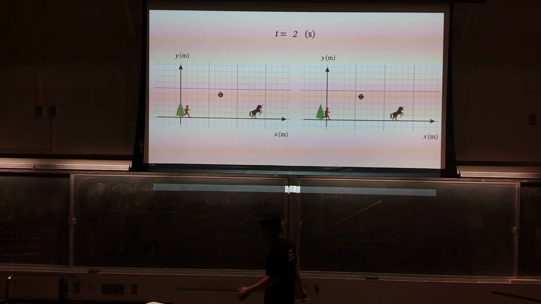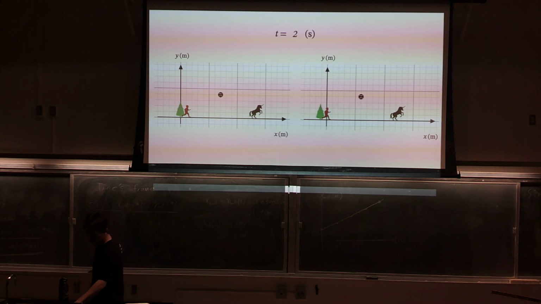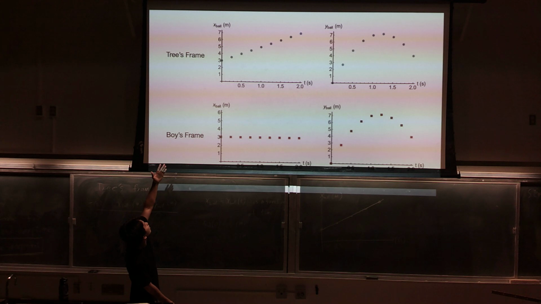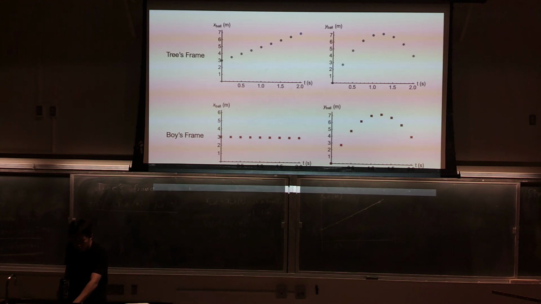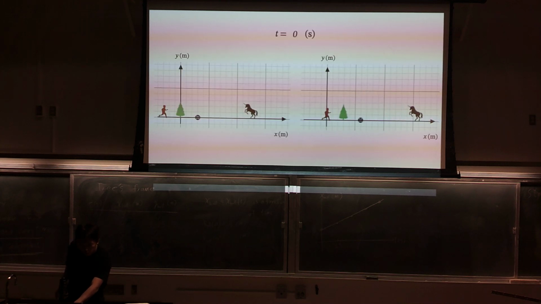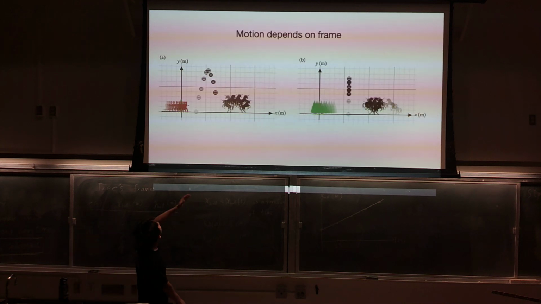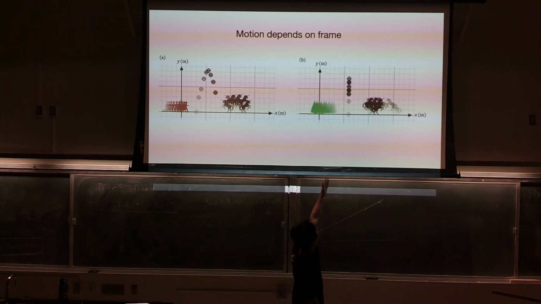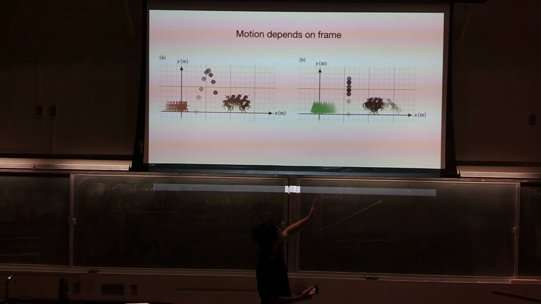Now, if you look at the xt plot in the tree's frame and the boy's frame, you see the plot looks different. Let me remind you what the two different frames look like. In the tree's frame, the ball is flying to the right, so the x position will increase with time. But in the boy's frame, when the ball goes to the right by 1 meter, the boy is also running to the right by 1 meter, so their horizontal distance doesn't change, and the boy thinks that the ball is just flying up and down.